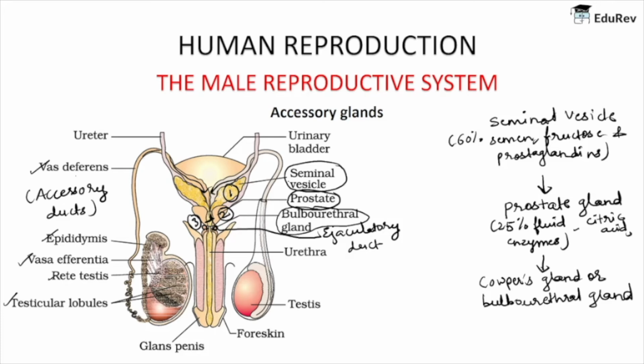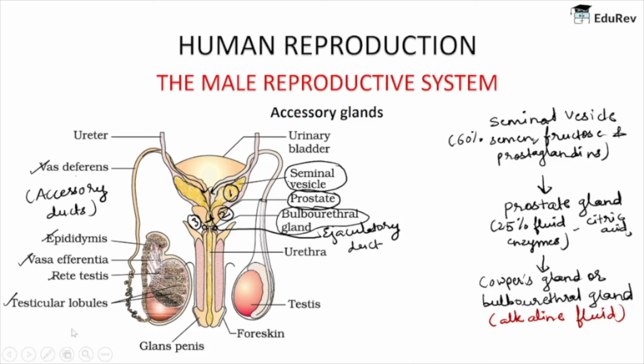So yes, Cowper's gland or the bulbourethral gland is the third type of accessory gland. Now coming to its function, it has a very important function. Now I would like to mark it with a different color specifically. Why? Because it releases an alkaline fluid. But the question is, why does it release an alkaline fluid?